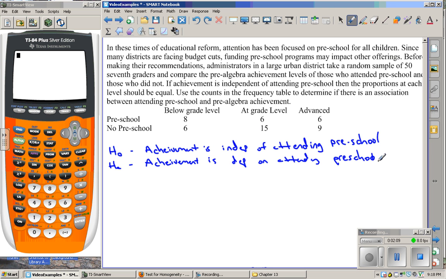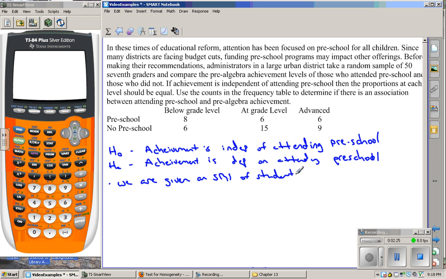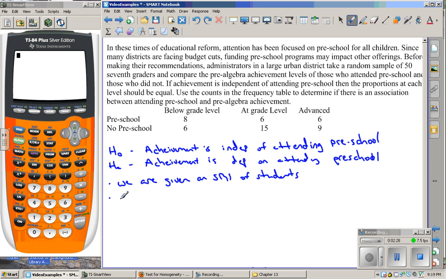Okay, in order to perform this test, we have to test our assumptions. So our first assumption is we are given an SRS of students, and all expected counts are greater than or equal to 5. Now I haven't actually checked that yet. I haven't checked the expected counts, so we're going to go ahead and do that.